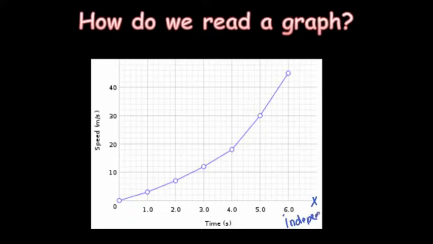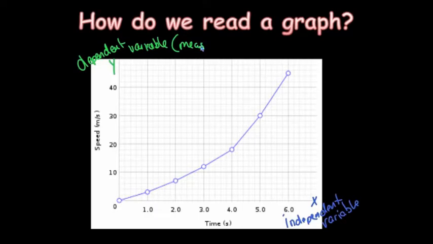This is the independent variable. On the y-axis, or the vertical axis, we put the dependent variable. Meaning, the dependent variable is the one we measure. We measure the effects of the independent variable on the dependent variable. Okay, so let's see what information this graph gives us.